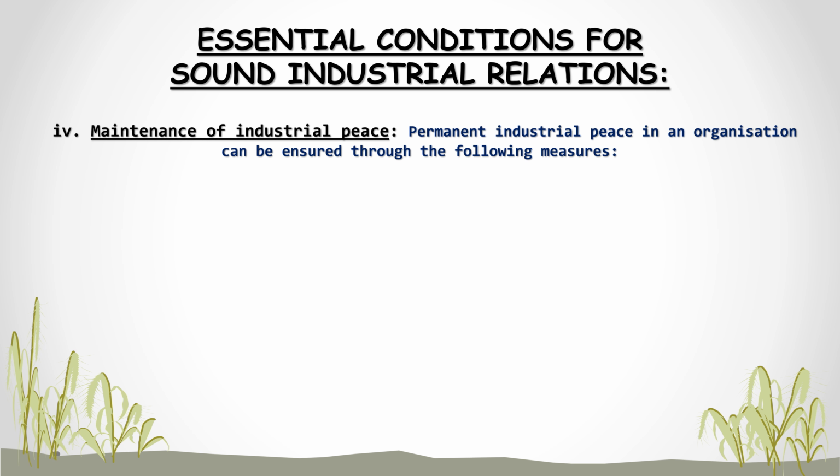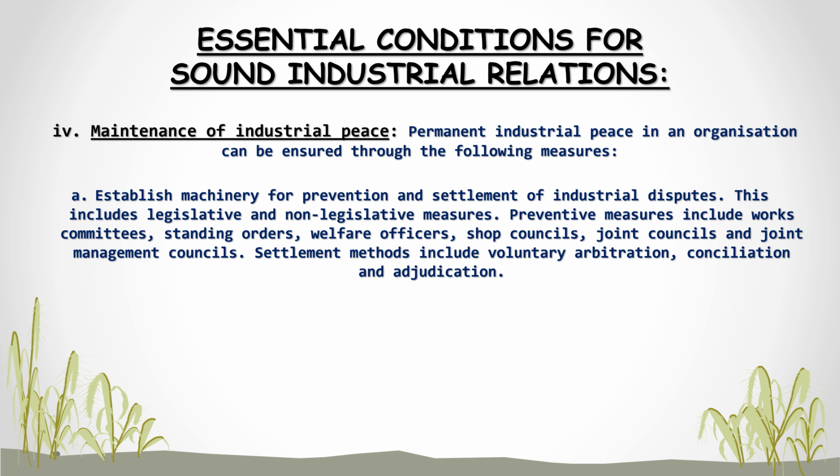4. Maintenance of industrial peace. Permanent industrial peace in an organization can be ensured through the following measures. A. Establish machinery for prevention and settlement of industrial disputes. This includes legislative and non-legislative measures. Preventive measures include works committees, standing orders, welfare officers, shop councils, joint councils, and joint management councils. Settlement methods include voluntary arbitration, conciliation, and adjudication.